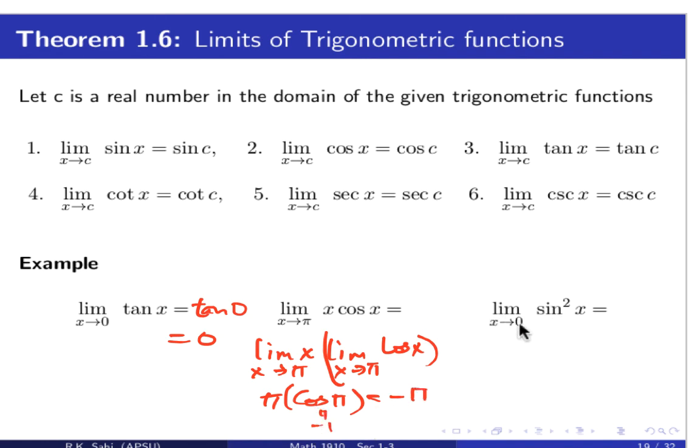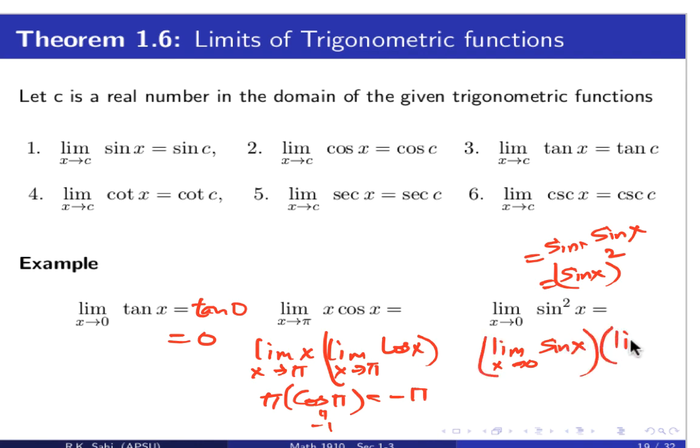Now, the limit as x approaches 0 of sine squared x. Sine squared x is sine x, the whole squared, or we can write this as sine x times sine x. So this is the limit as x approaches 0 of sine x times the limit as x approaches 0 of sine x. It's 0 times 0, which is basically 0.